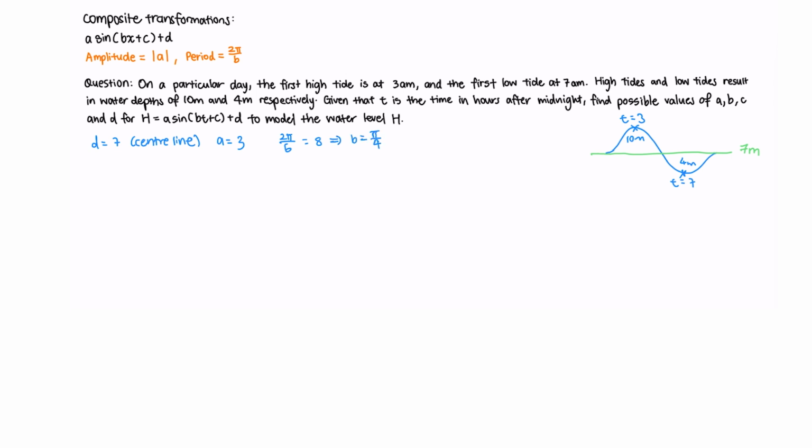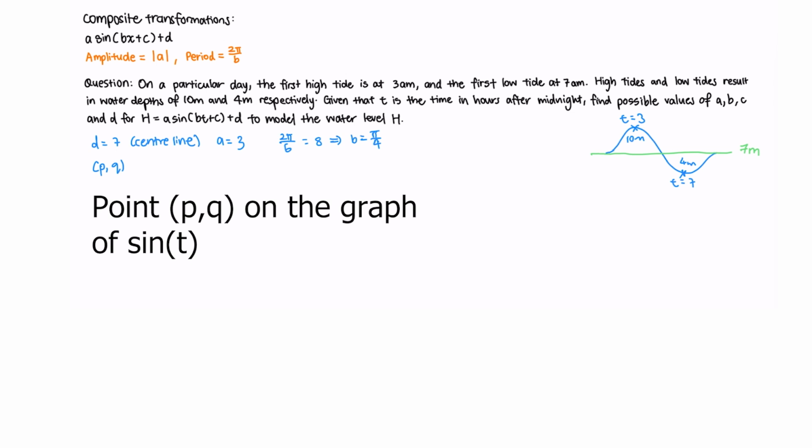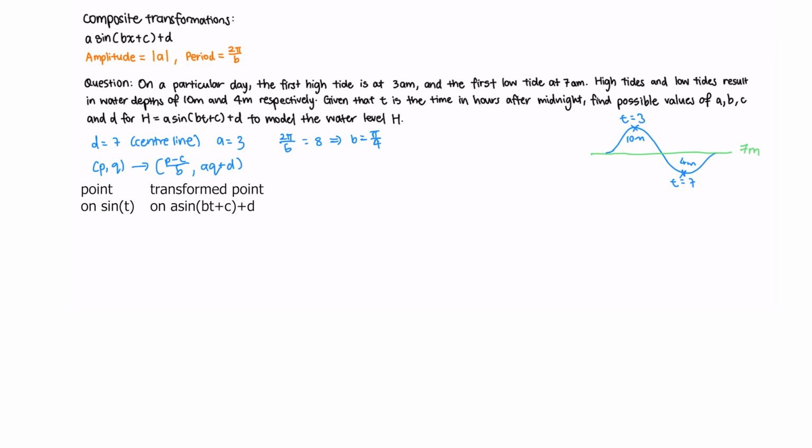Now, we are left with one more value, and I kept this for last because it's a little bit tricky. If we have a point Q, after we do the transformation using this, the new transformed point will actually be P minus C over B, comma, AQ plus D. Right now though, we only want to focus on the X value that's being transformed. That's because we want to focus on the translation over here, C, which is in the X direction.